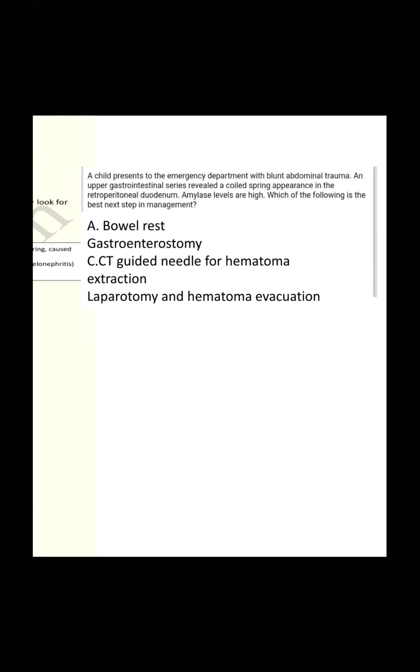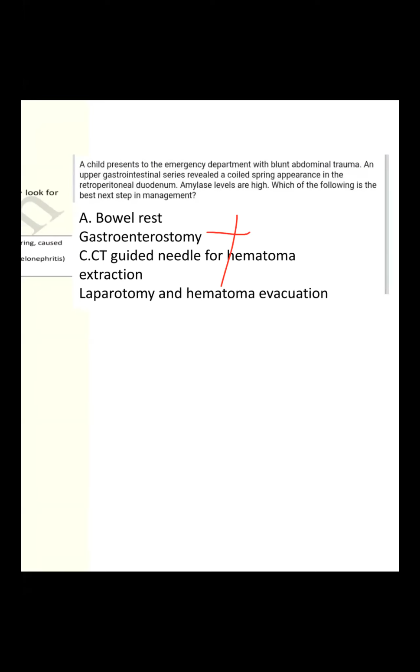First of all, Dr. Nandini, gastrointestinal series. CT-guided needle hematoma extraction: I have already done the CT, and there is a spring appearance. It's not a major complication. So CT-guided needle hematoma extraction is not mandatory right now, because in blunt trauma the coiled spring appearance only means my abdomen has a congested appearance.